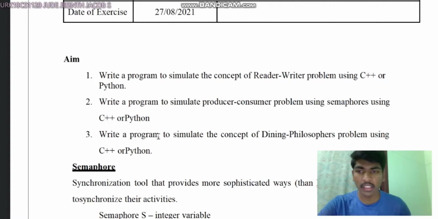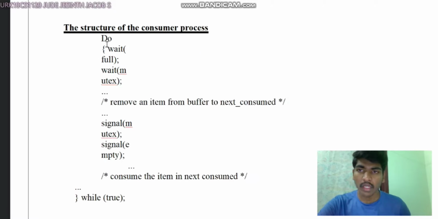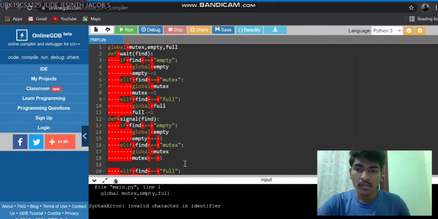Now we can see how to do this problem. This is the structure of the producer process. It is the structure of the program which we need to write, and this is the structure of the consumer process. It is the body of the consumer process. Now we can see the program. This is the code.